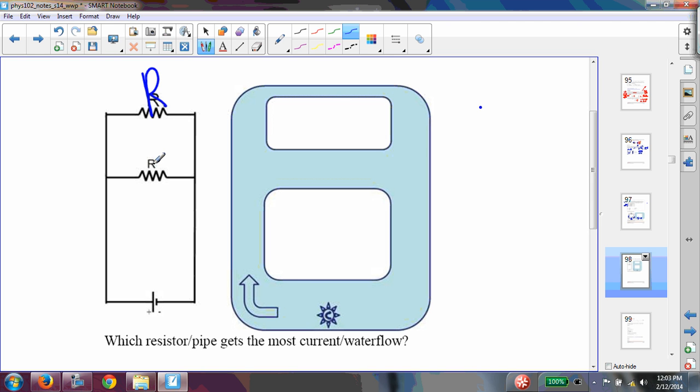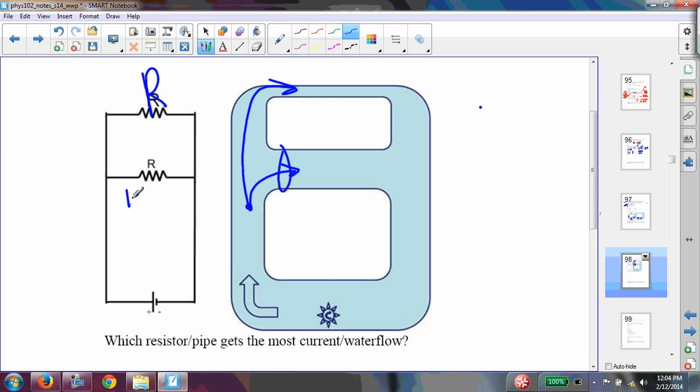Which of these pipes is going to get the most current, or which of these pipes is going to get the most water flow? I have this source of potential coming through here, and then when it comes to this point, the water can choose to go two different directions. It can either go in that direction, or it can go in that direction. Well, obviously more of the water is going to go through the bigger pipe because it shows less resistance. And that's going to be true for the circuit too.